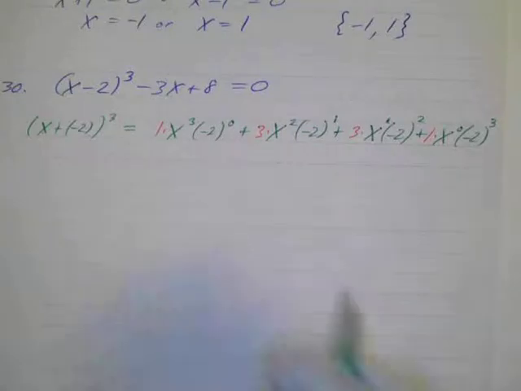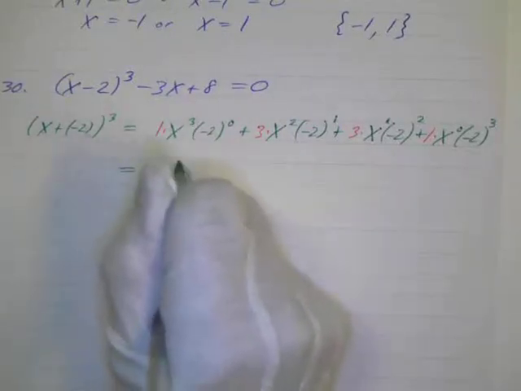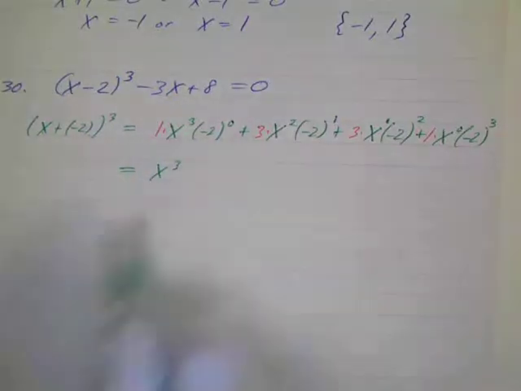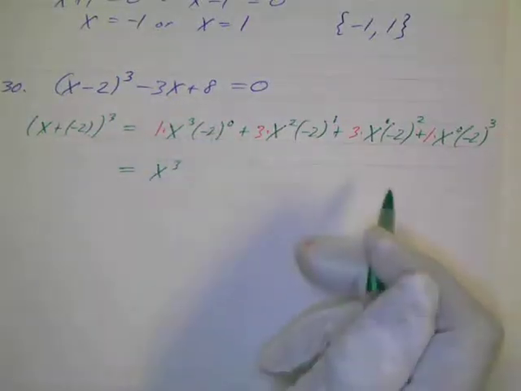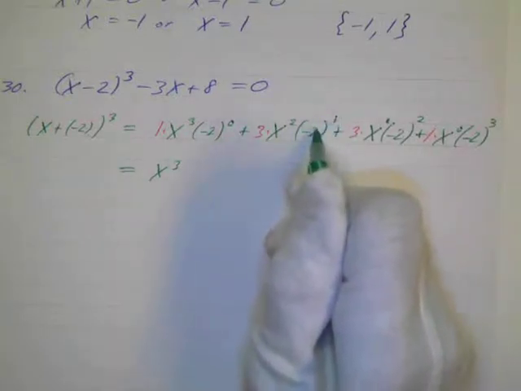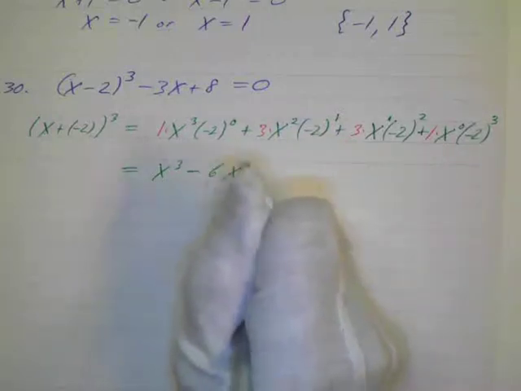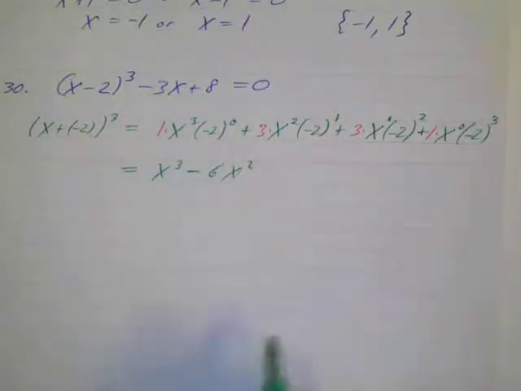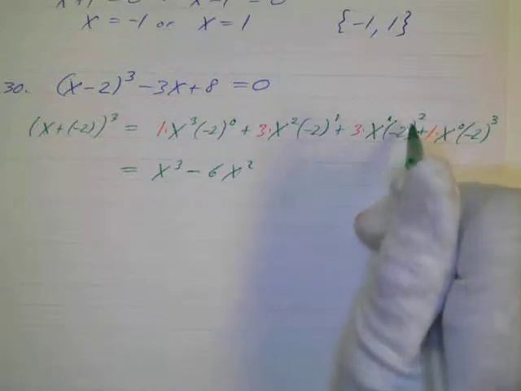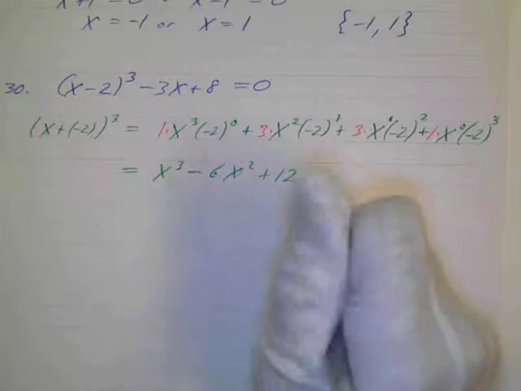Now when we simplify this, it's going to be a lot more doable. This is going to be x cubed, and anything to the 0 power, except for 0, is going to be 1, so that's just going to be 1. And this is going to be negative 2 to the first power, so my sign will be negative, and then 2 times 3 will be 6x squared. And a negative 2 squared is 4, positive 4. 4 times 3 is 12, so that's going to be plus 12x.